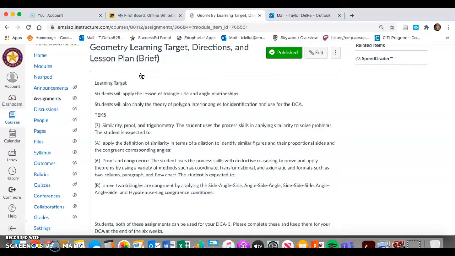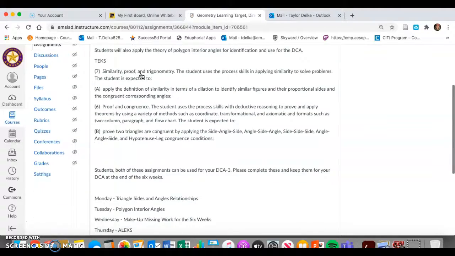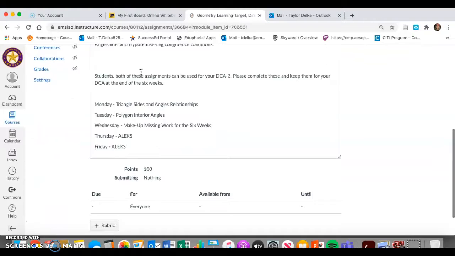Students will apply the lesson of triangle side and angle relationships, and you will also apply the theory of polygon interior angles for identification and use for the DCA. Your TEKS are listed. Students, both of these assignments can be used for your DCA 3. Please complete them and keep them for your DCA at the end of the 6 weeks.